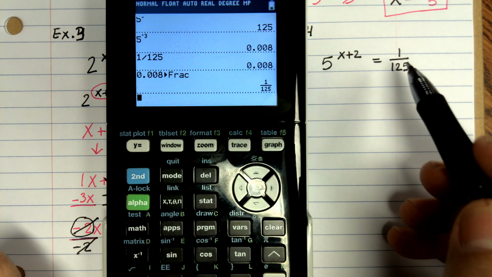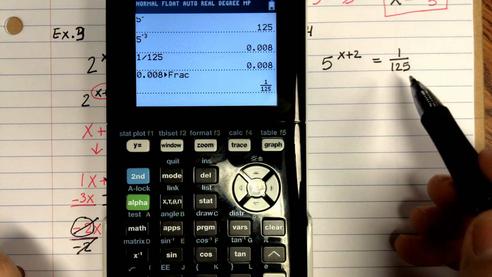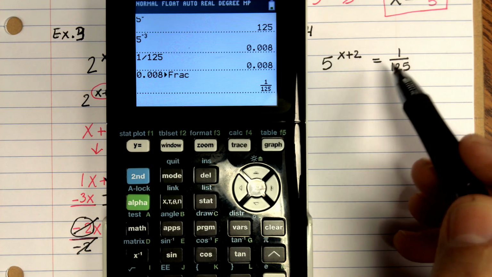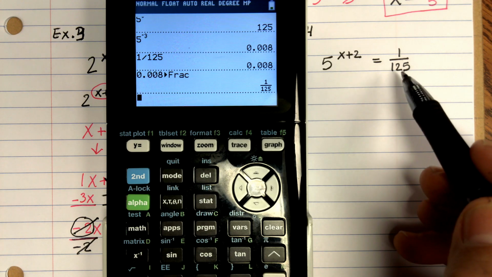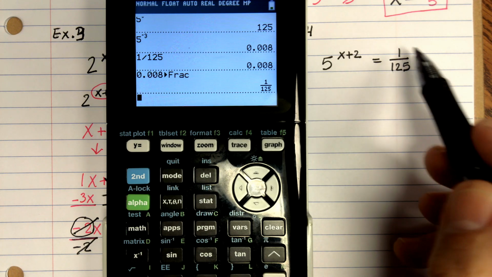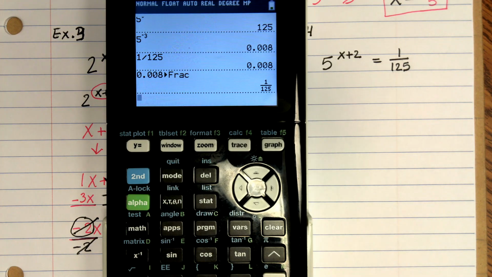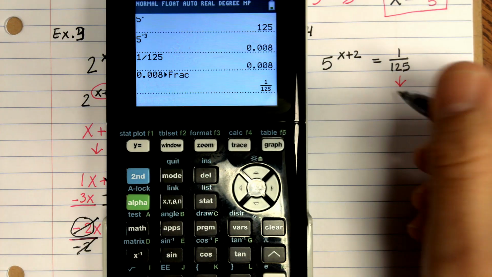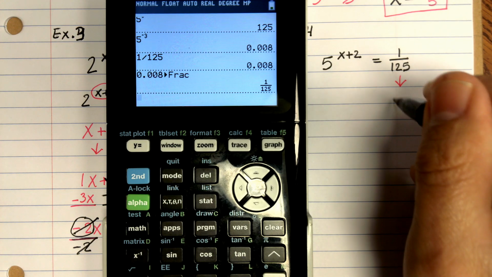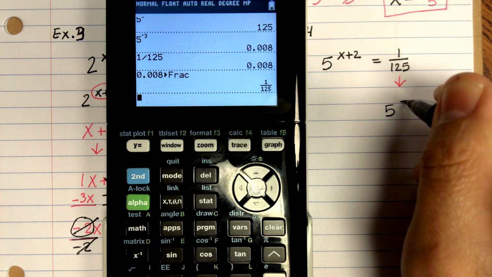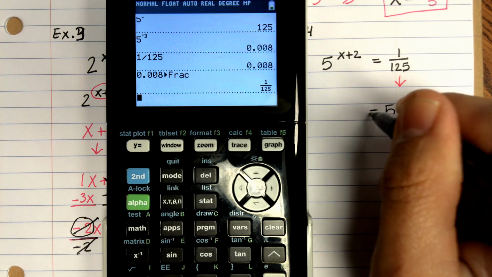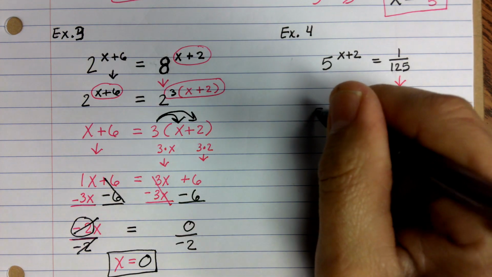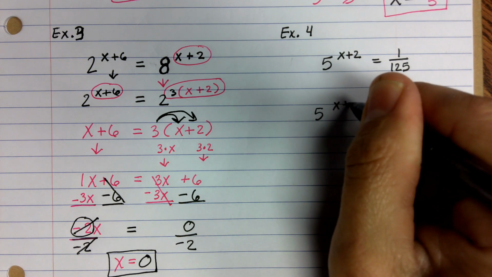So anytime you have a base that doesn't match, if that base can go into the denominator by multiplying itself a certain number of times, once you figure out what that number is, you just change that power to a negative and you know it's going to be equivalent. Now with that being said, I'm going to convert this fraction of 1 over 125 to 5 to the power of negative 3. And I'm going to set it equal to what was on the left side of my equation, 5 to the power of x plus 2.